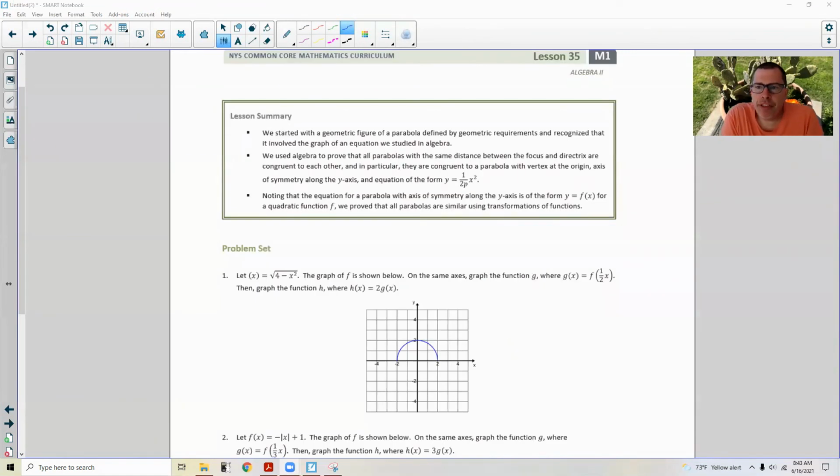Okay, page 7 brings us to the end of lesson 35 and thus the end of module 1. Review the lesson summary. Go to your problem set.